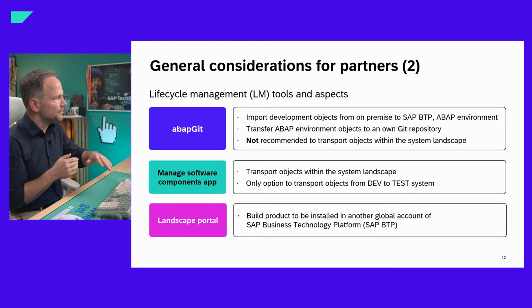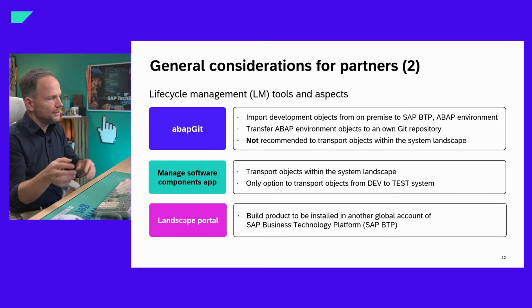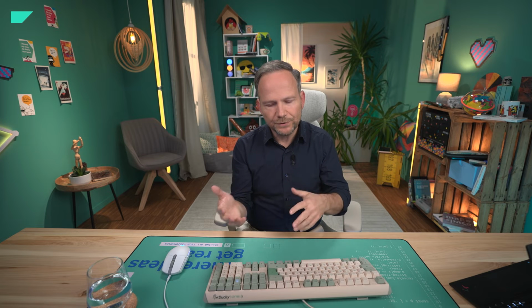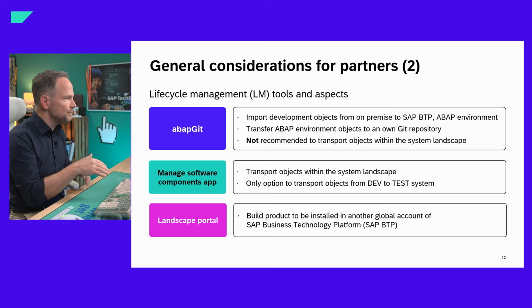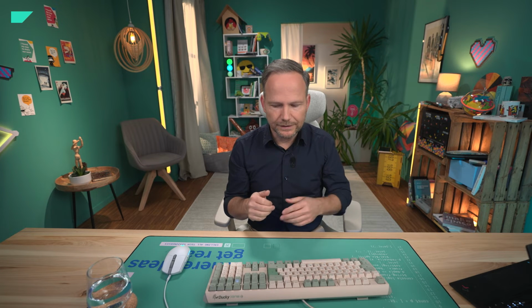But I explained in the other slide the second option, that an SDK can also be built by a partner and used by a customer. This leads to a cross-global account deployment of the product, and for that purpose the landscape portal is required. The landscape portal is used to build a product and also to install a product. The good thing is the landscape portal is part of the Steampunk license, is automatically delivered with Steampunk, and no additional license is required.